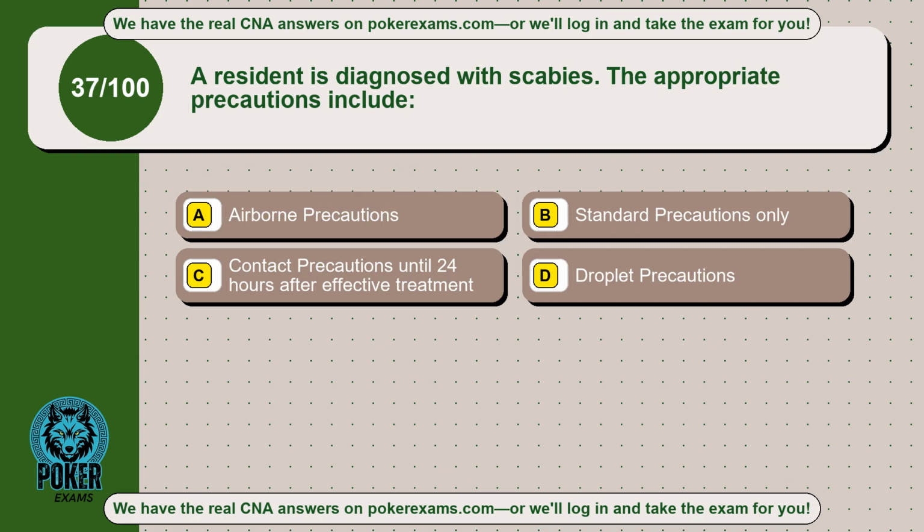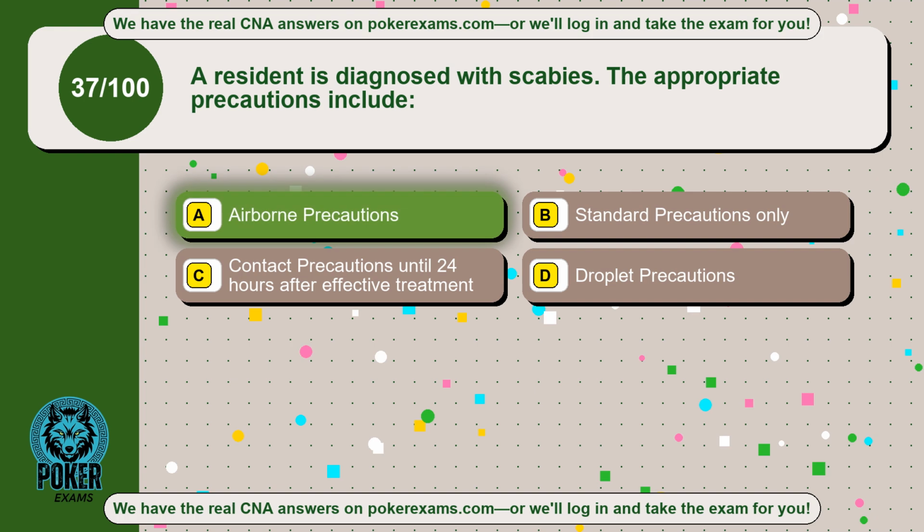Question 37. A resident is diagnosed with scabies. The appropriate precautions include: Option A, airborne precautions. Option B, standard precautions only. Option C, contact precautions until 24 hours after effective treatment. Option D, droplet precautions. The correct answer is option A, airborne precautions.